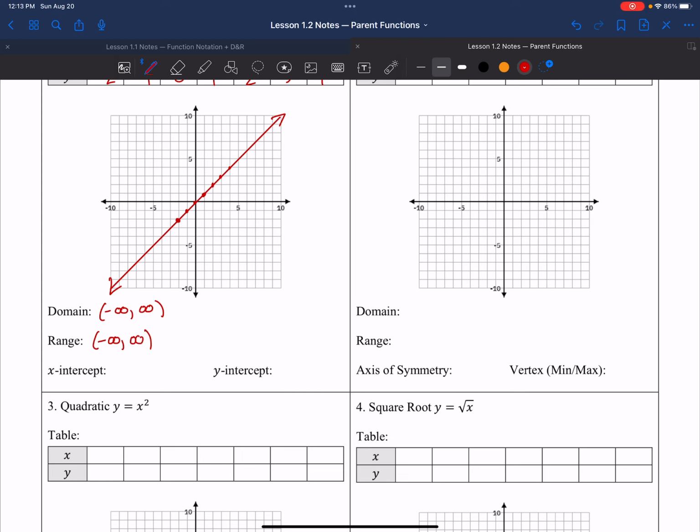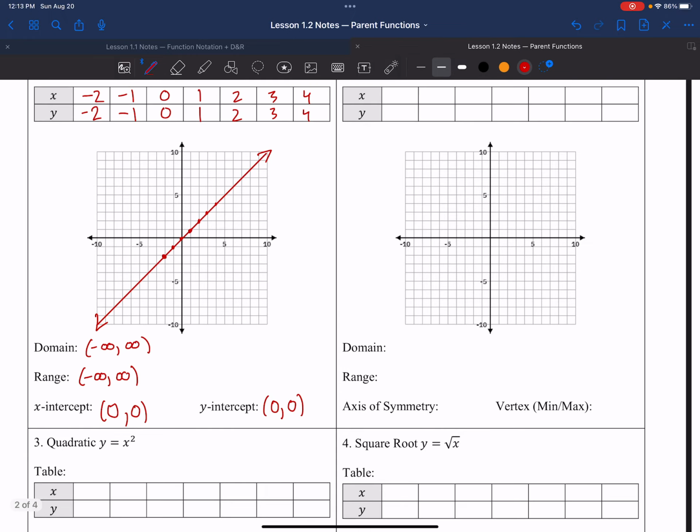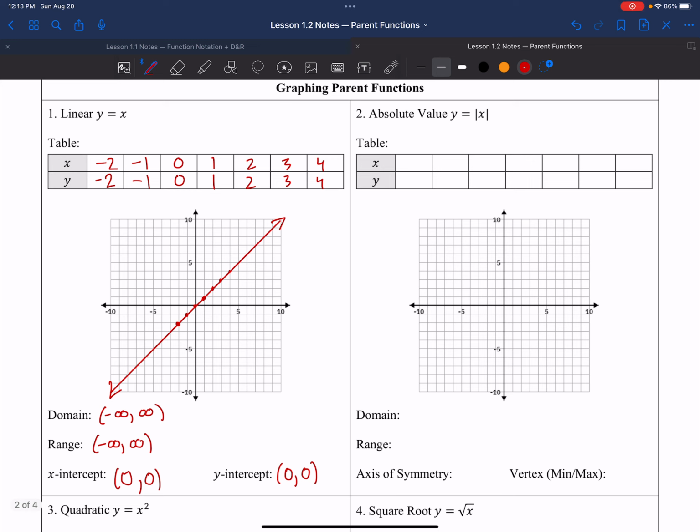You'll see that the x and y intercept are both shared at the origin, (0, 0) and (0, 0). Yeah? So that piece is shared. And done. These are the features of the linear parent function. And that one I did in class. But the others are up to you guys.